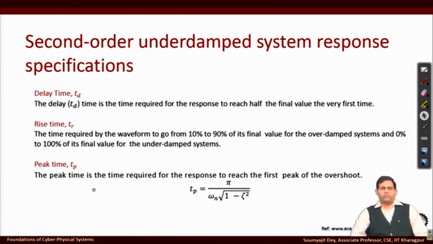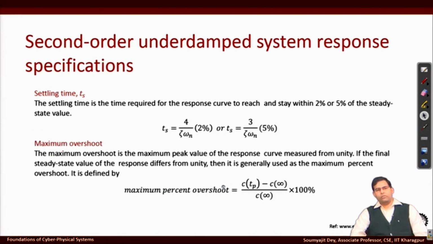And for peak time, it is the time when you get the first peak of the overshoot, and it can be shown for this curve that this occurs exactly at some peak time whose value is related to omega n and zeta by this equation.